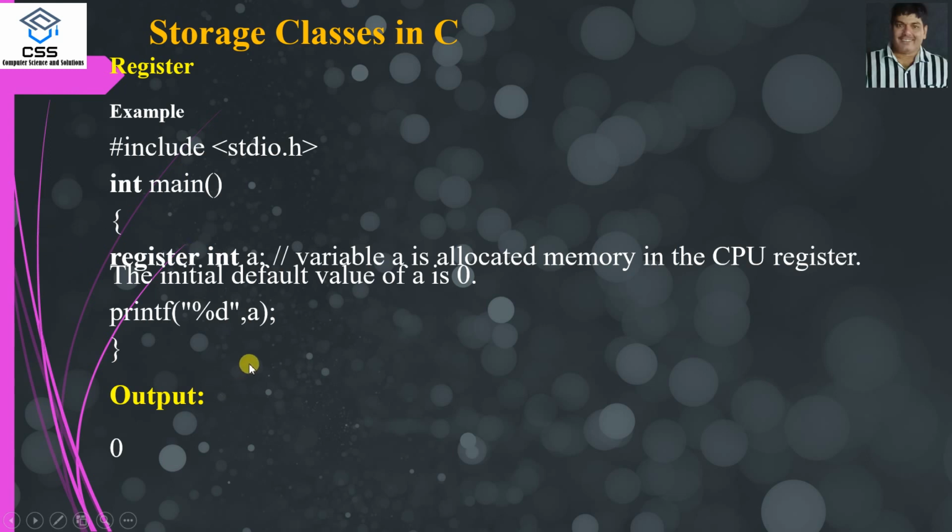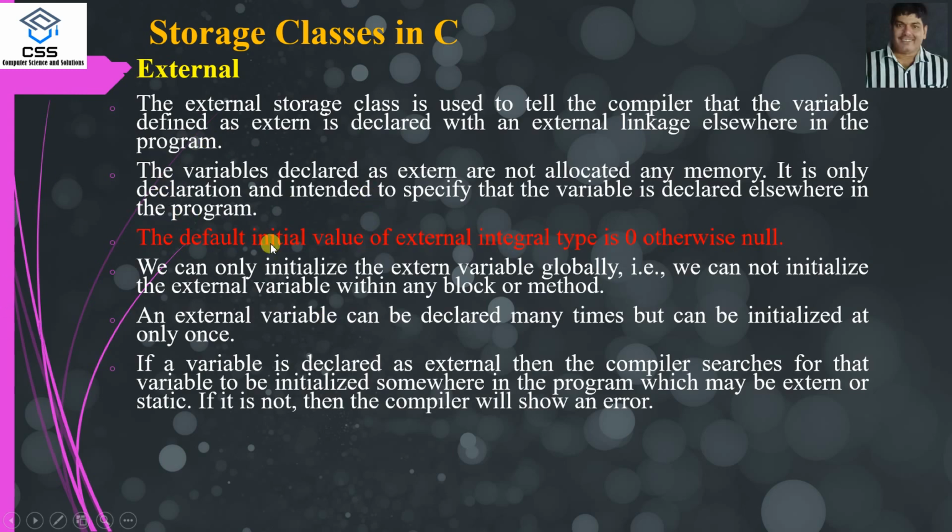Then extern. If no value is stored in an external variable, the default value is 0. The external storage class specifier is used before the main function, or you access it by the extern keyword. Variables declared as extern are not allocated any memory. It is only a declaration specifying that the variable is declared elsewhere in the program. We can only initialize an external variable globally, not within any block, because once it is defined, it can be accessed in any function block or any external files. An external variable can be declared many times but initialized only once.